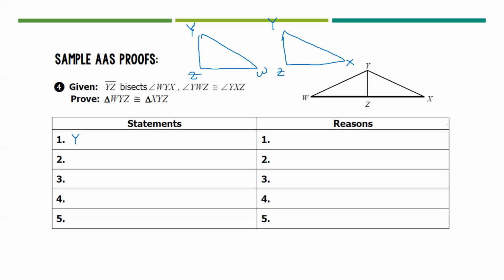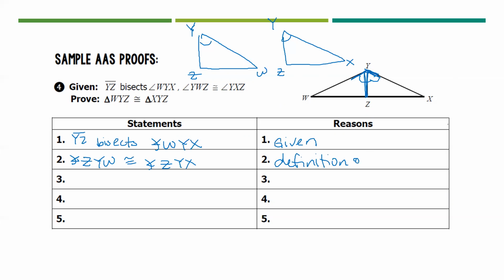The given says that YZ bisects angle WYX. Bisect means cut in half. So YZ is bisecting angle WYX. That's here. So in my picture, that would be here. Okay, and I knew that because that's what bisect means. So I'm going to say that angle ZYW is congruent to angle ZYX because we know the definition of a bisector.